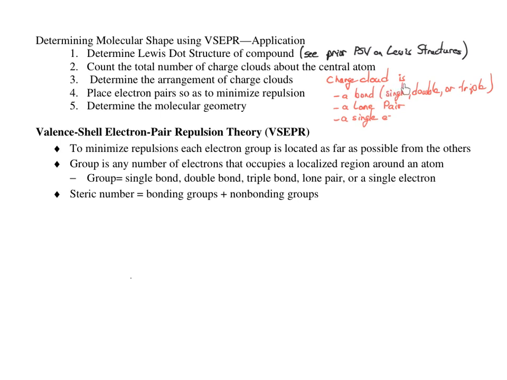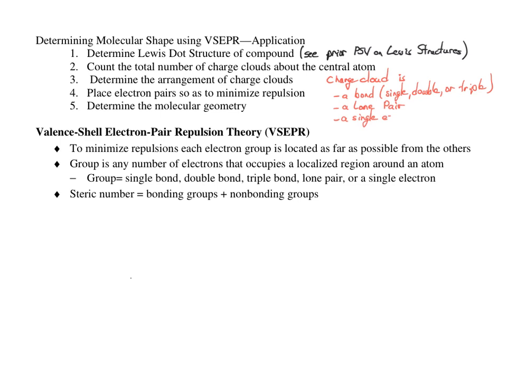A charge cloud can be either a bond, whether it's a single, double, or triple bond, which still counts as one charge cloud, a lone pair, or even a single electron. Then you're going to arrange these charge clouds in a way that minimizes repulsion between electron-rich areas. Repulsions are minimized when each electron group is as far away from each other as possible.